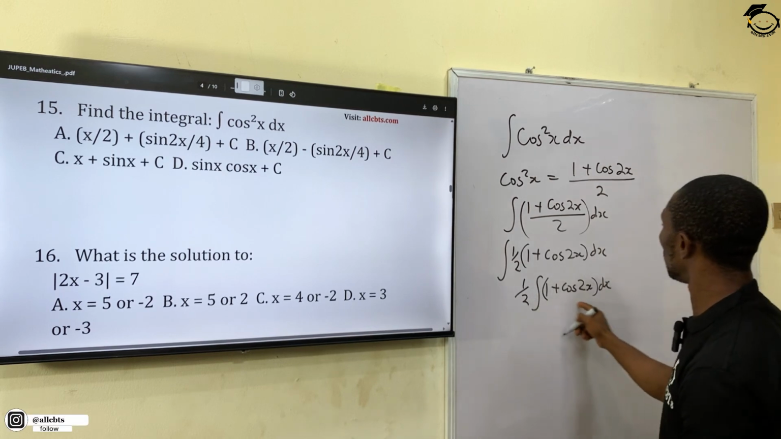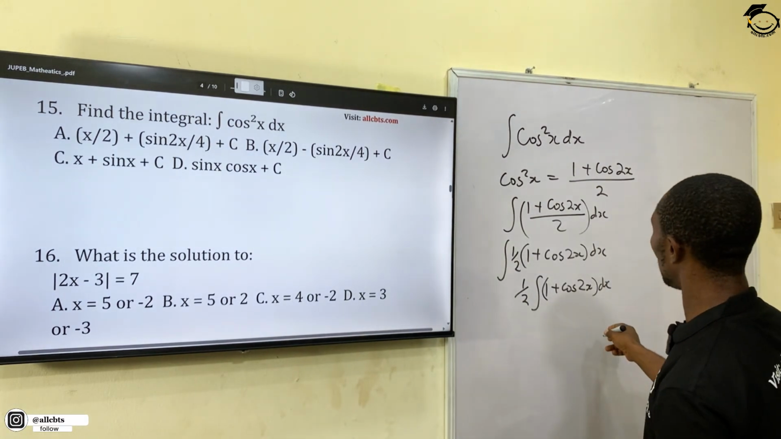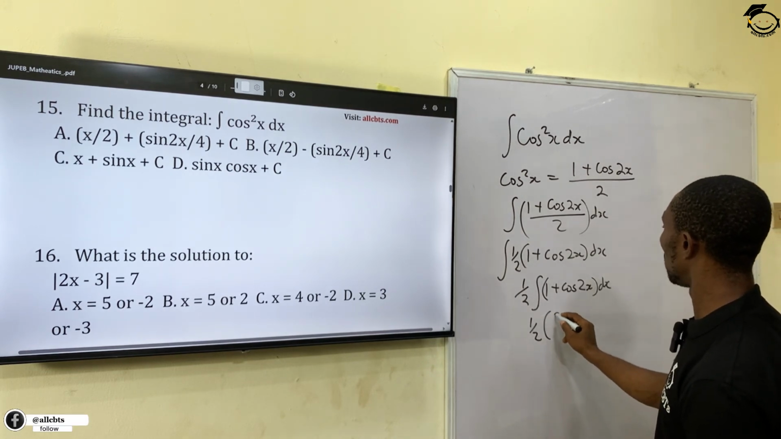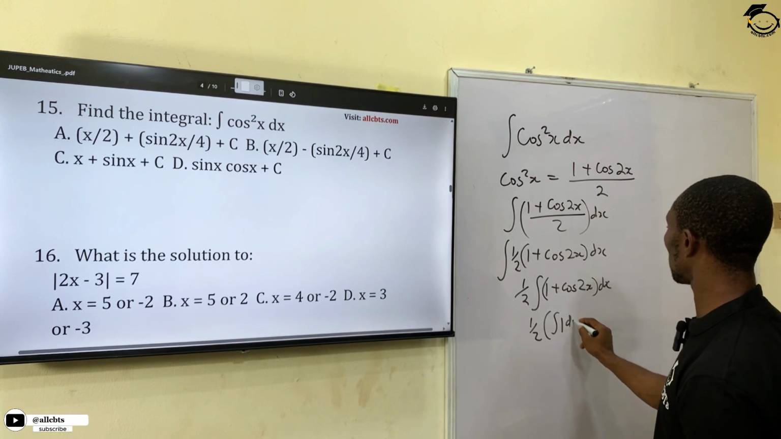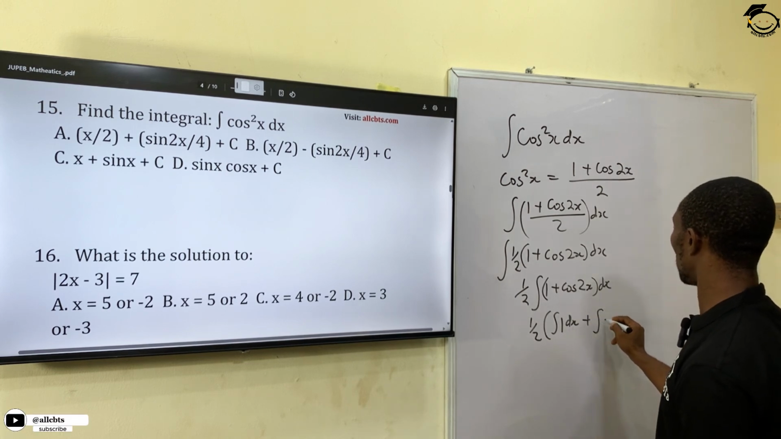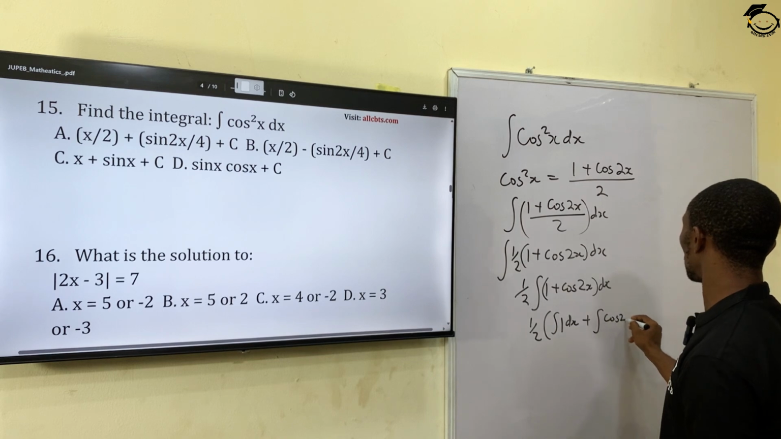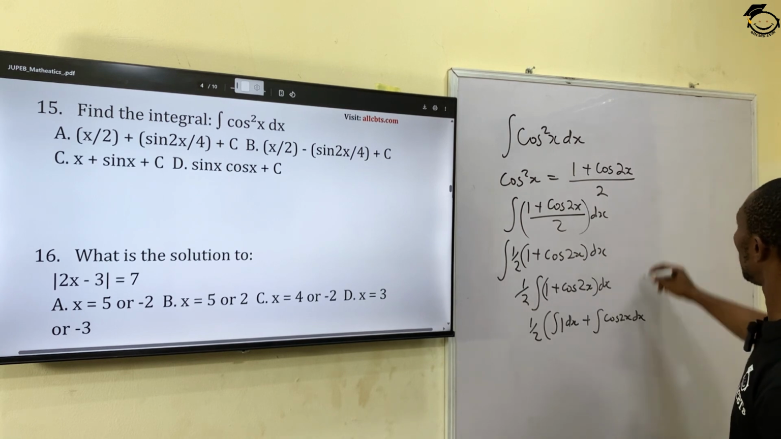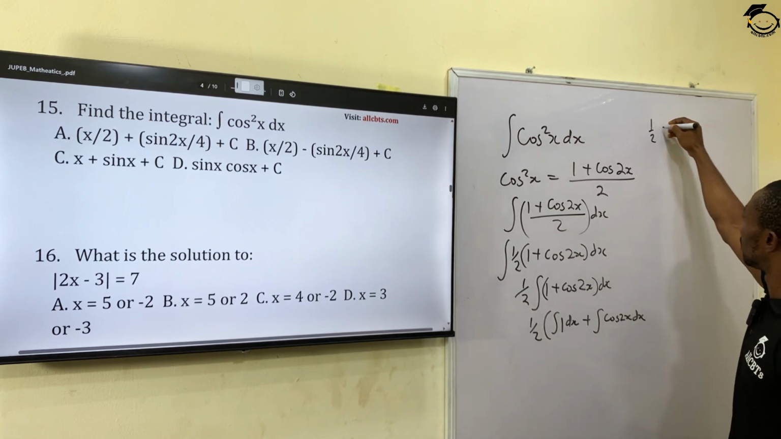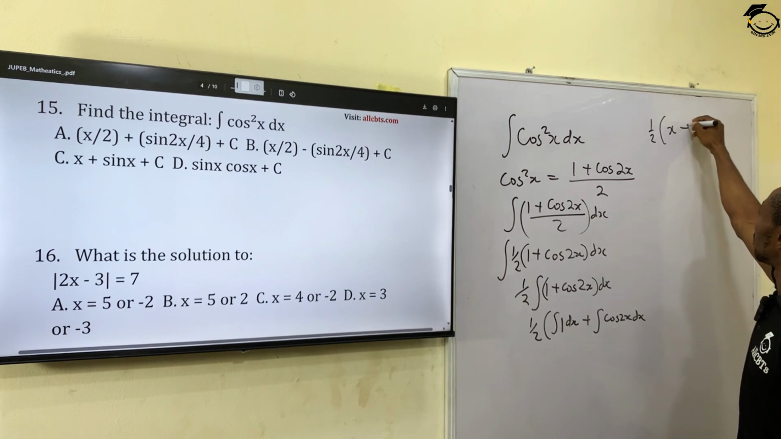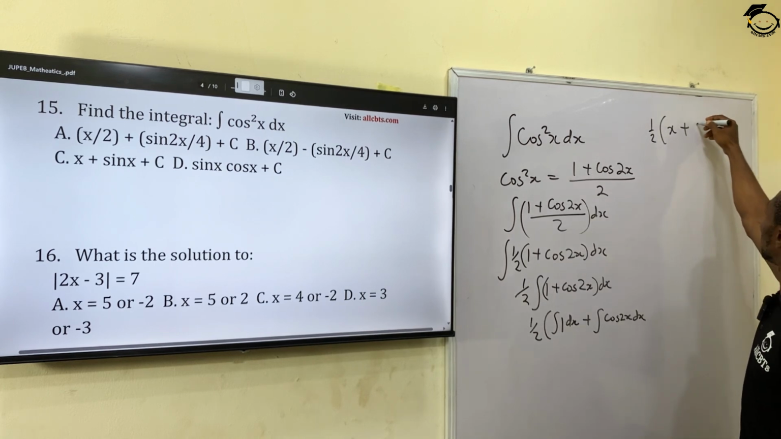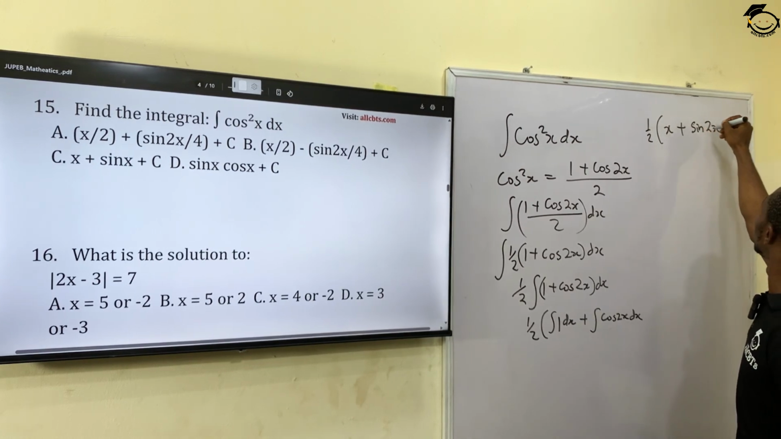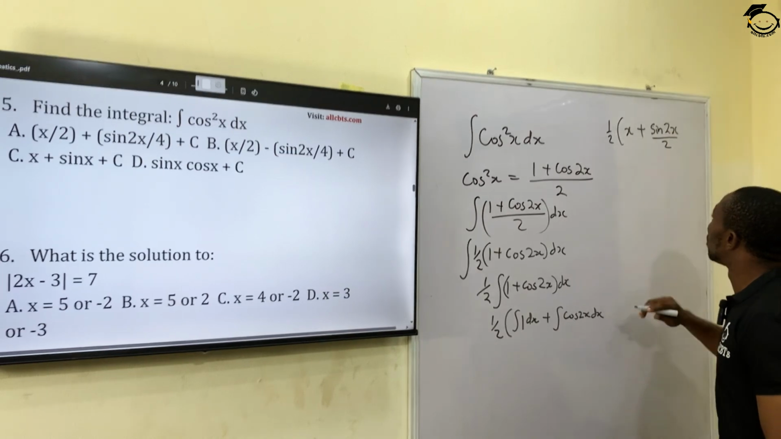Now, integrating each of them, this becomes half bracket the integral of 1 dx plus the integral of cos 2x dx. From here we have half bracket x plus sine 2x over 2.